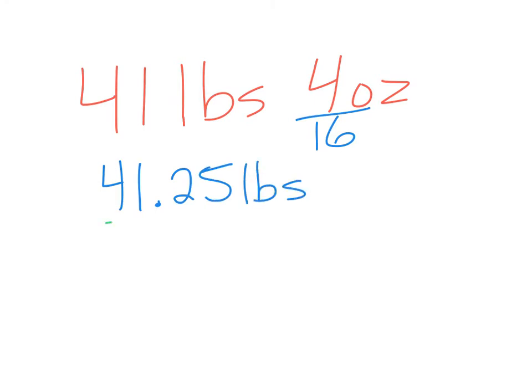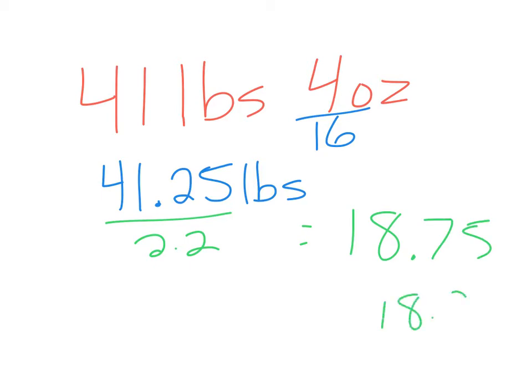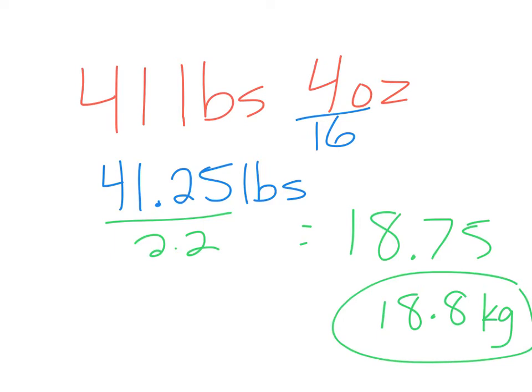This is the number we'll then take and divide by 2.2. And 41.25 divided by 2.2 gives us 18.75. You can round it up to 18.8 if you choose to do so, if you just want to round it to the tenth place. So 18.8 kilograms. So that's how we're getting our patient's weight into kilograms.